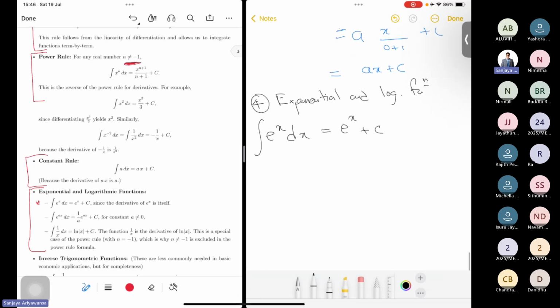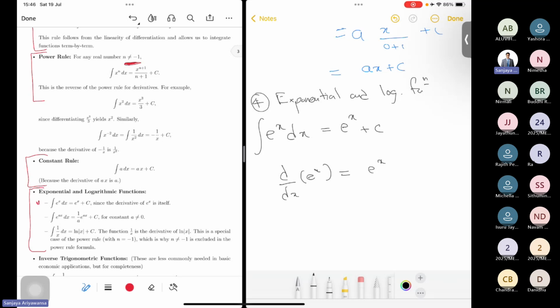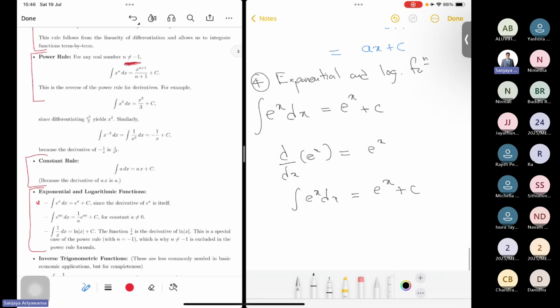That's the beauty of this exponential function, because if you remember in differentiation also, if you find the derivative of e to the power x, you still get e to the power x. Similarly, if you integrate e to the power x with respect to dx, you get e to the power x plus a constant value. So that's a very interesting function.